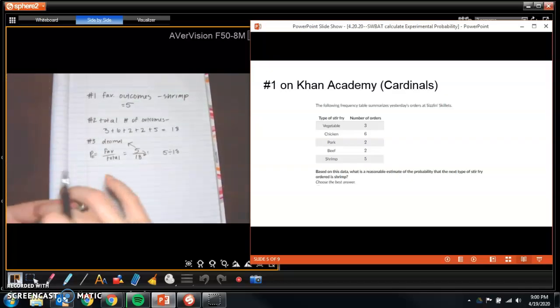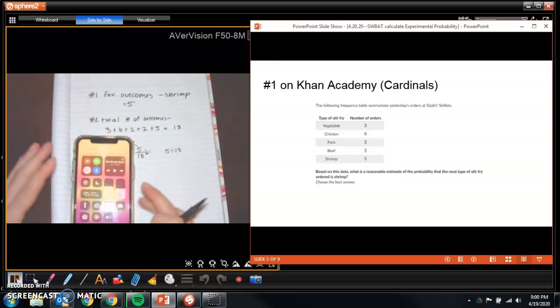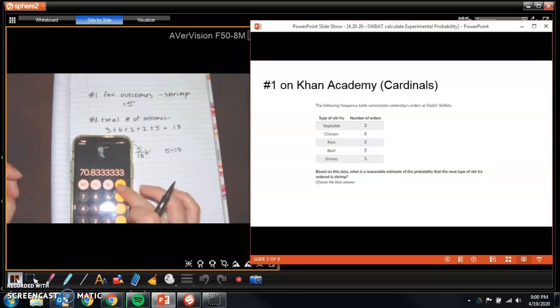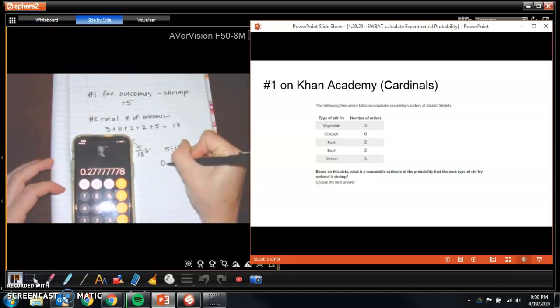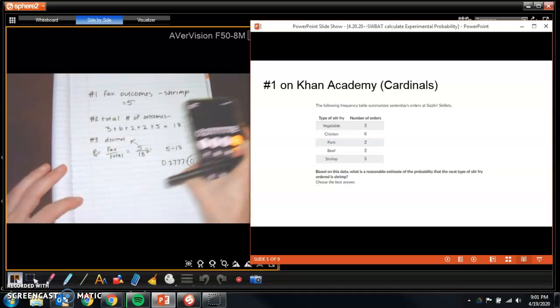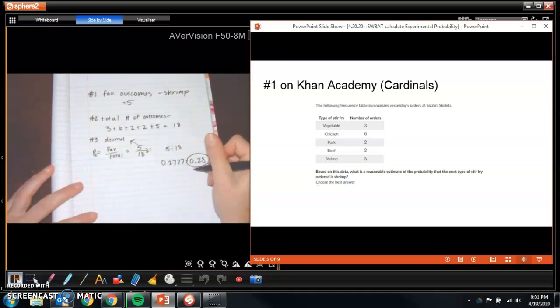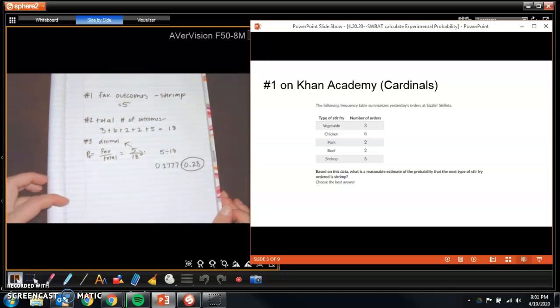So feel free to grab your calculator. 5 divided by 18. When I do that, I get 0.2777, and I'm going to round to the nearest hundredth, so I get 0.28 as my answer. So the probability of shrimp stir fry occurring next is 28 hundredths.